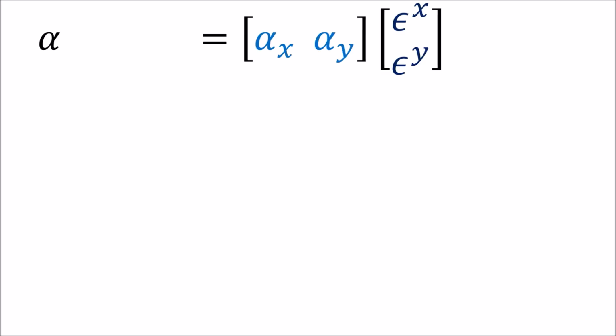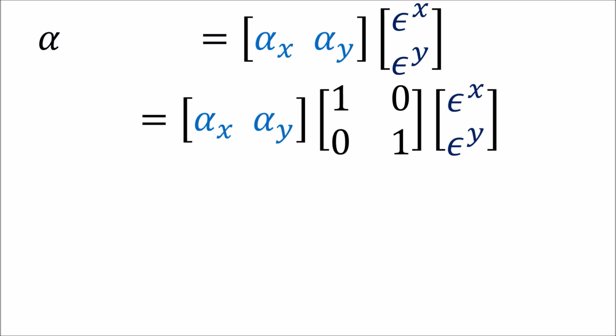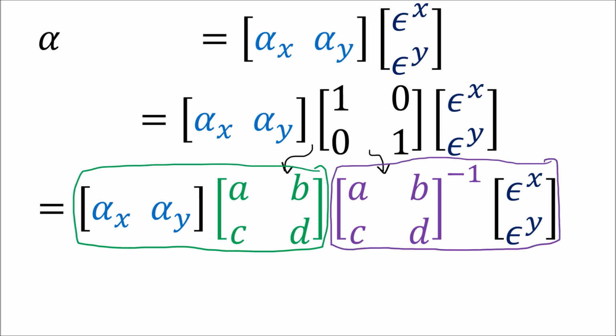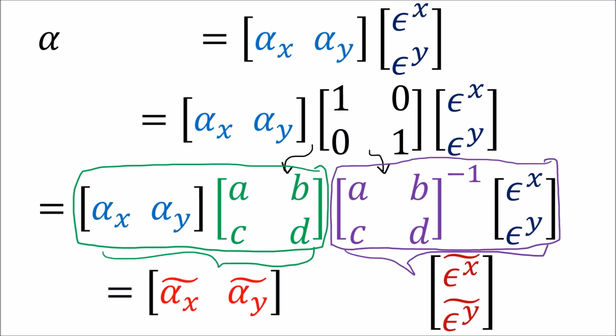It makes sense that covector components are covariant, written in a row, and basis covectors are contravariant, written as a column. We can transform the components with one matrix and then transform the basis with the inverse matrix, leaving the covector invariant.